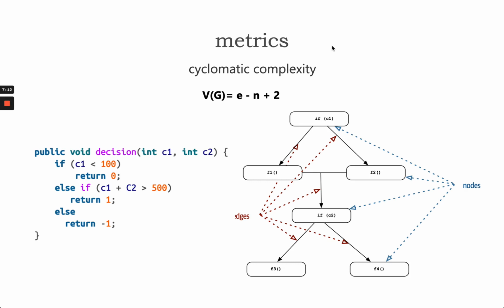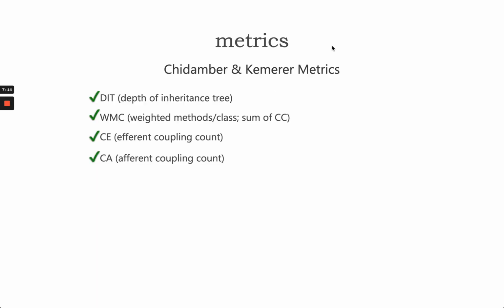There are some other metrics that you can use to evaluate code bases. There's a whole family of these called the Chidamber and Kemerer object-oriented metric suite that look at things like depth of inheritance tree. Weighted methods per class is the cyclomatic complexity summed for all the methods of a class, since all of these metrics are class level. Afferent and efferent coupling is incoming and outgoing coupling, which we'll talk more about in just a second here.